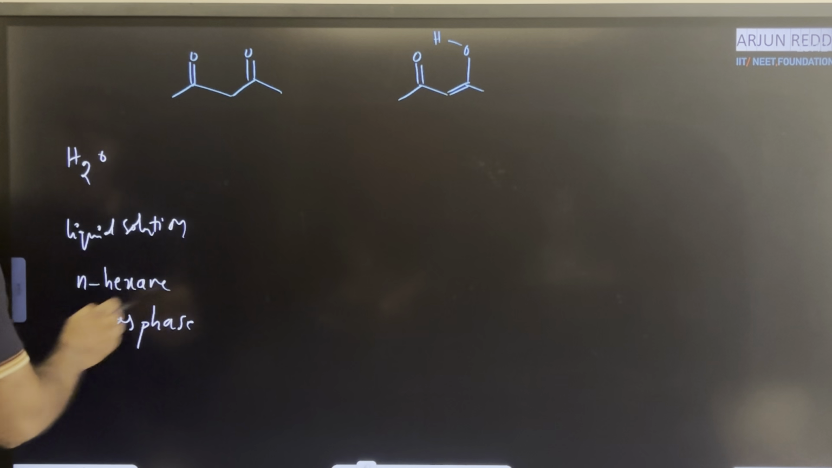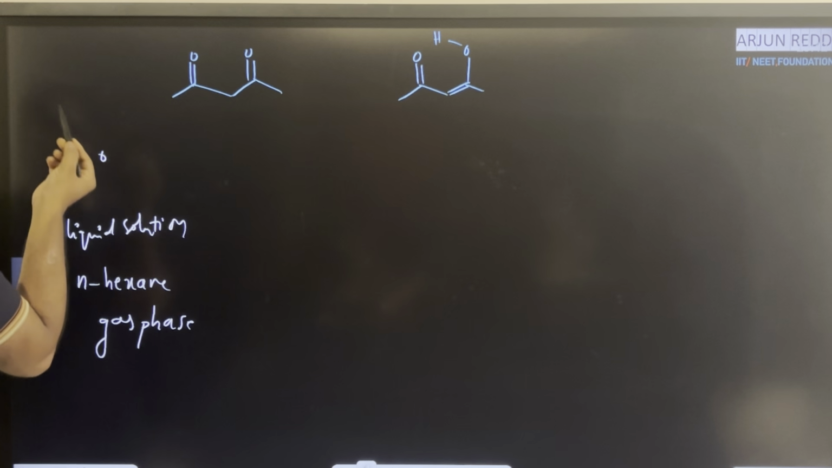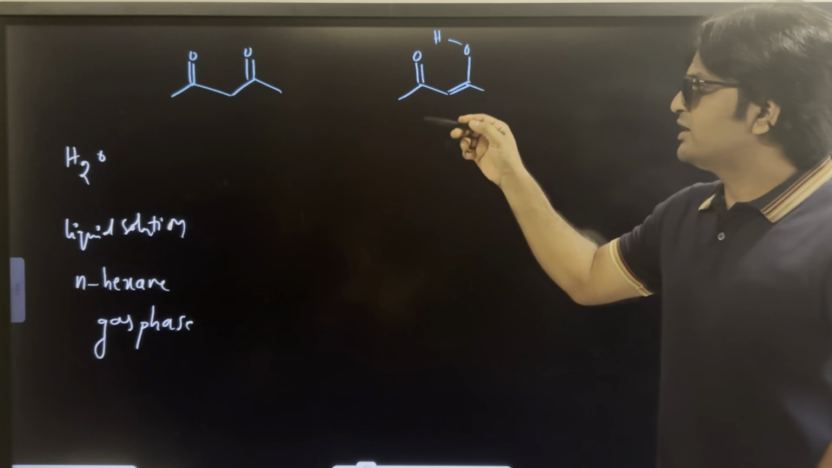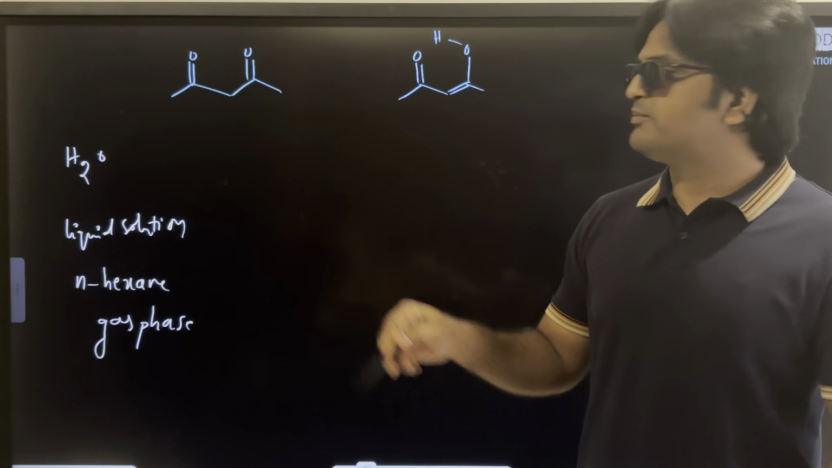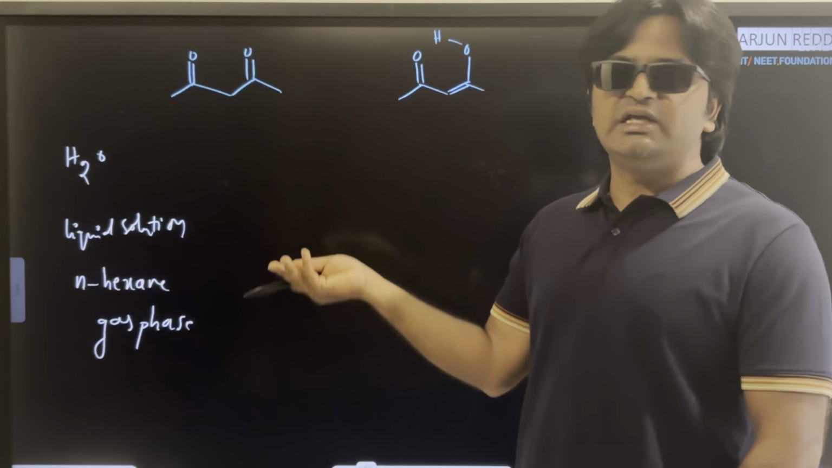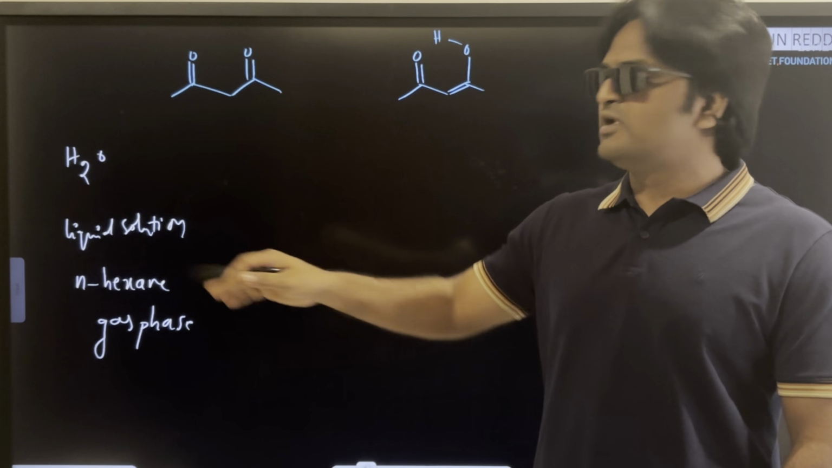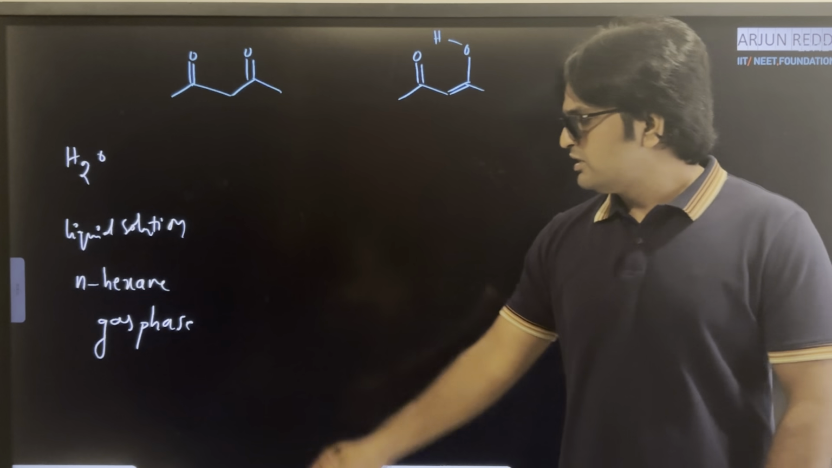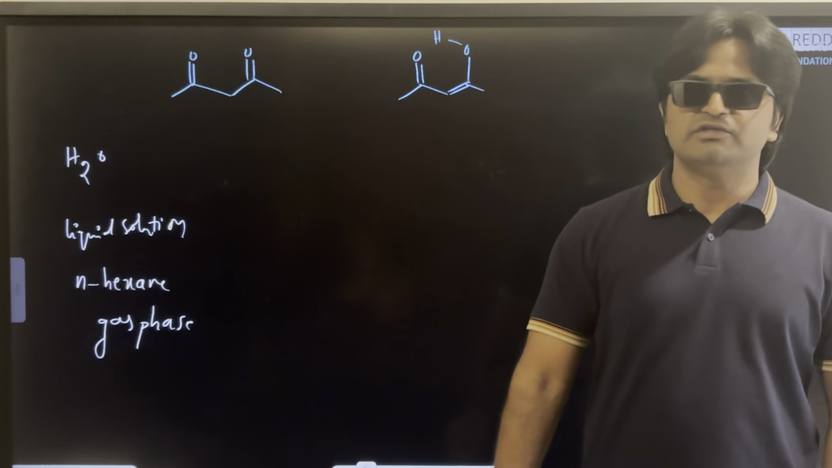These are the 4 different conditions. Here I am taking, again no need to write that solvent, just observe that. In what conditions are we taking keto form and enol form? Keto and enol form we are taking in water solvent, or a simple liquid solution where these molecules themselves are present in liquid form. And what is the solvent here? N-hexane, and the last case is gas phase.